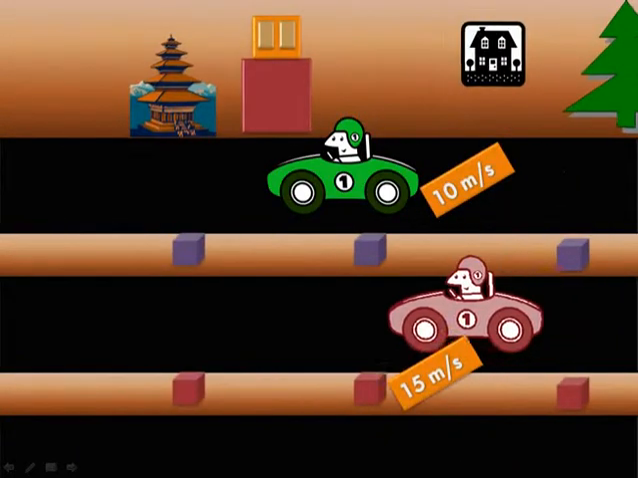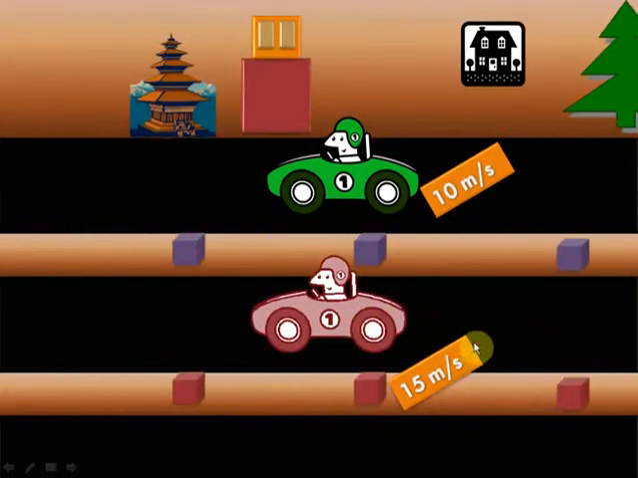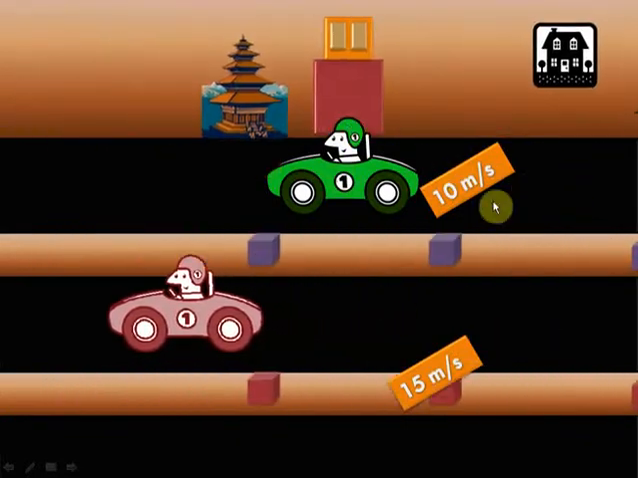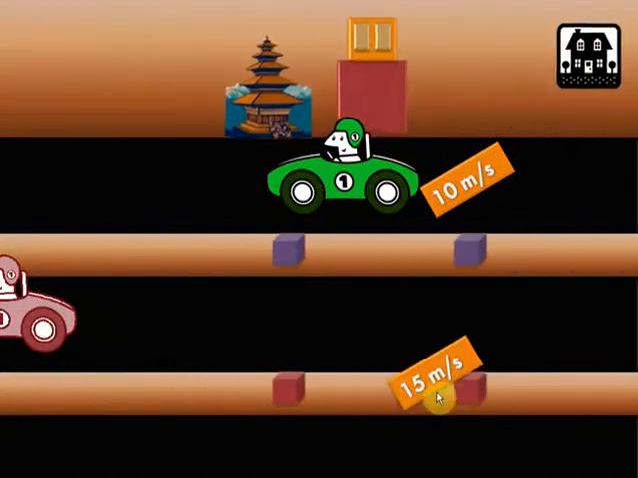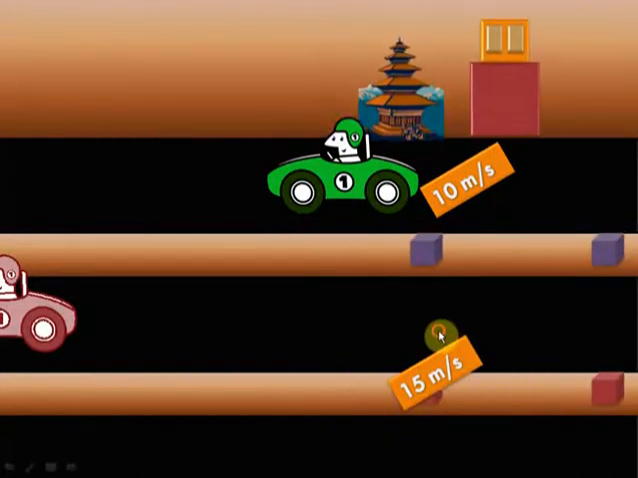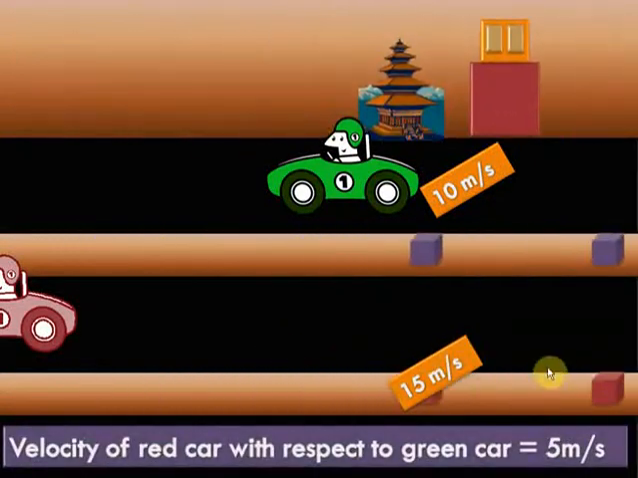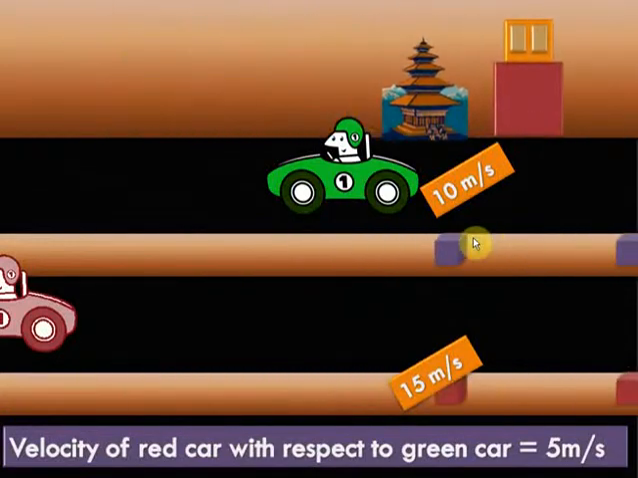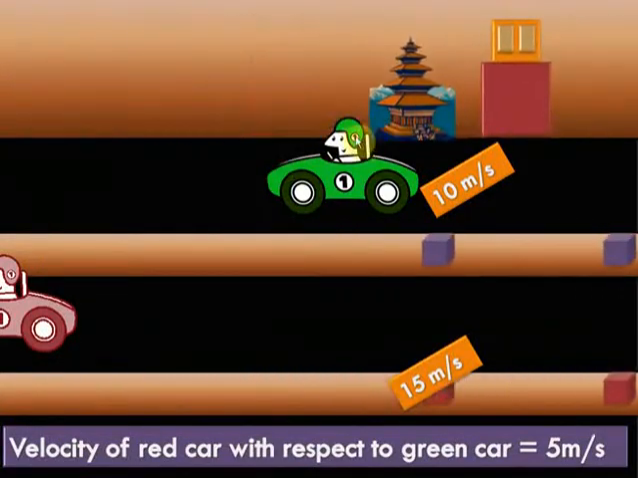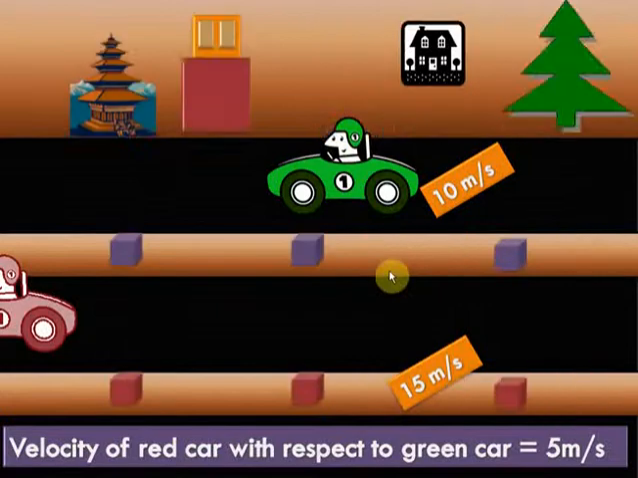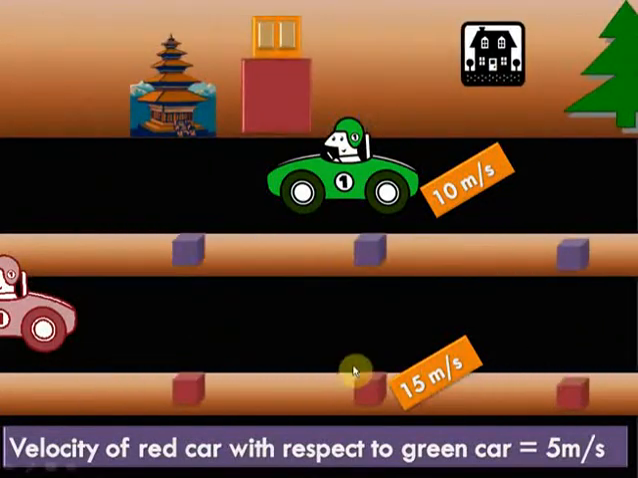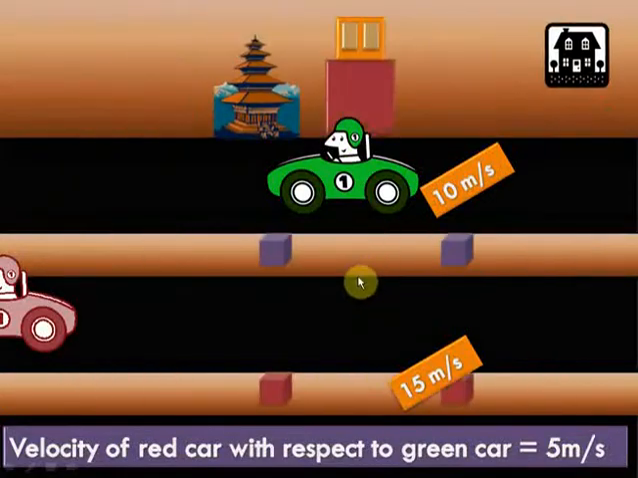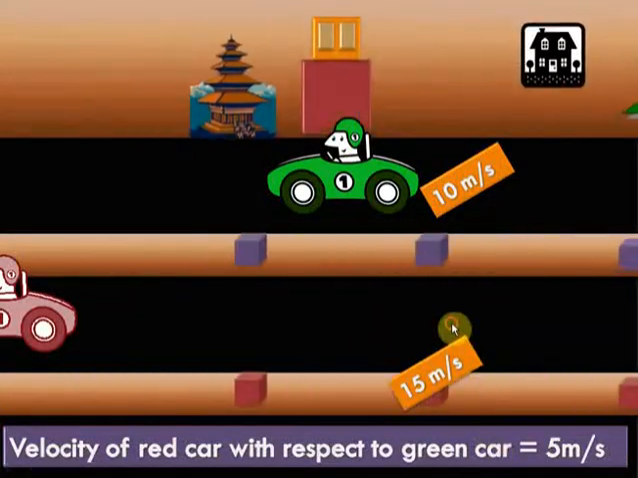So take a look at these two cars. The red car is traveling at 15 meters per second while the green car is traveling at 10 meters per second. The velocity of the red car with respect to the green car is 5 meters per second, isn't it? This means that for the green car observer, for this person sitting inside the green car, the red car is moving forward with a velocity of 5 meters per second. That's obvious, isn't it? Because he himself is moving at 10 meters per second.